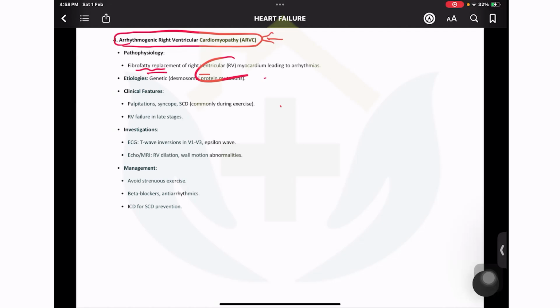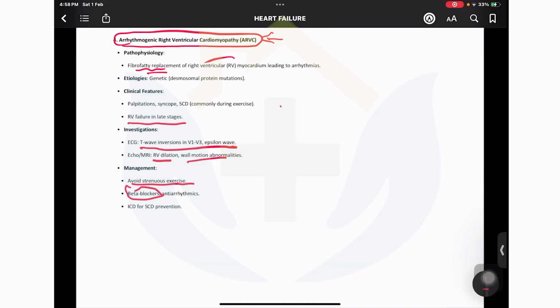So etiology is genetic, where desmosomal protein mutations are there. And clinical features are palpitation, syncope, sudden cardiac death, usually during exercise, and RV failure in late stages. ECG will show T wave inversions in V1 to V3 and epsilon waves. Echo and MRI will show RV dilatation, wall motion abnormalities just in the RV. So patients should avoid strenuous exercise.